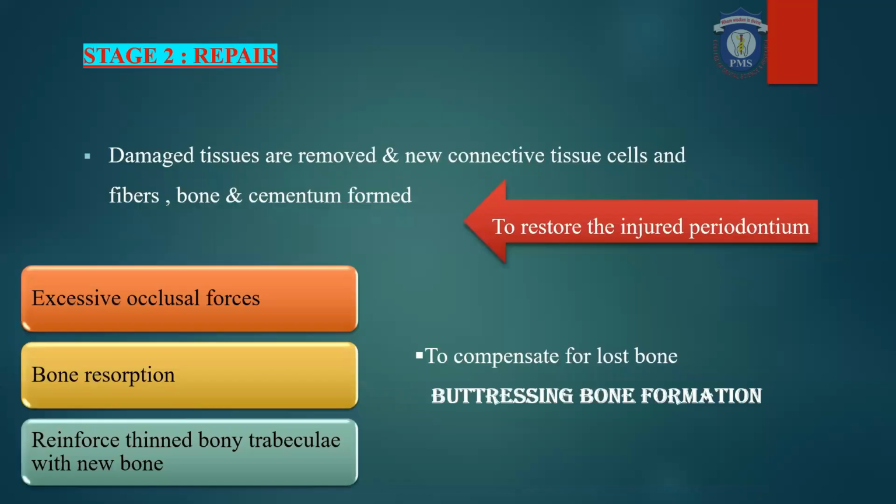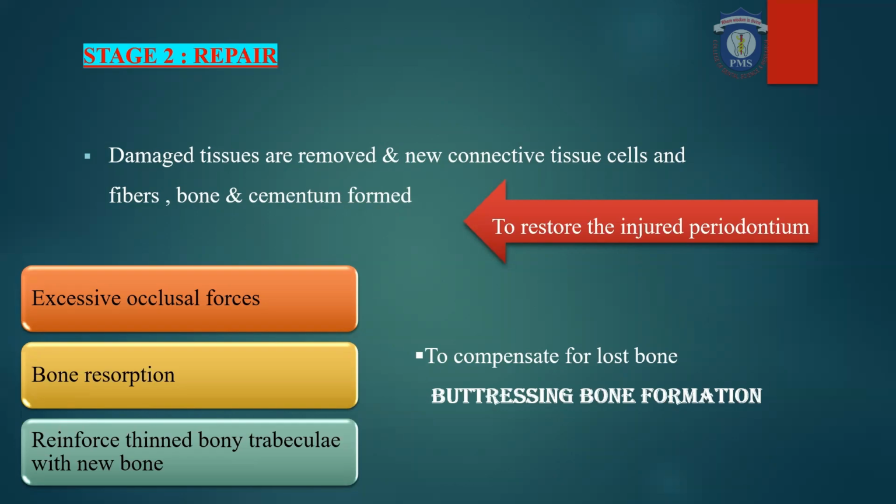The next tissue response after the injury stage is stage 2 or repair stage. In this stage, there is an attempt to restore the lost periodontium or lost bone. In order to restore that periodontium, the damaged tissue is removed and new connective tissue cells, fibers, bone, and cementum are formed.